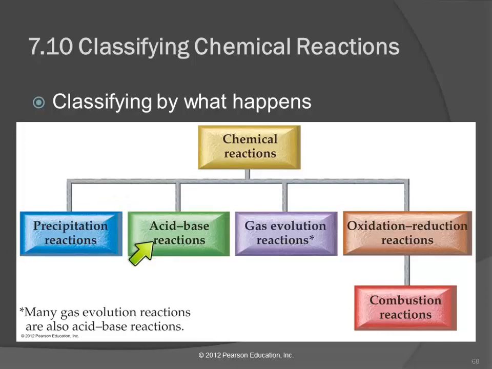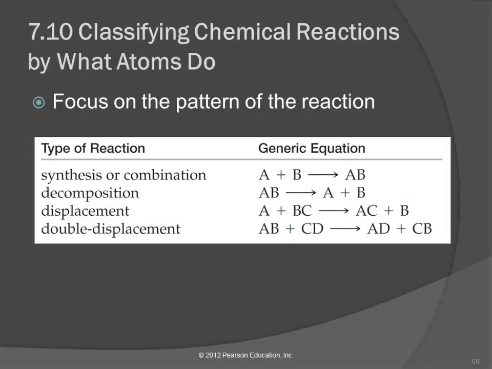We have acid-base reactions where an acid and a base react and are neutralized. Gas evolution reactions give off gases. Oxidation-reduction reactions are a little harder to observe directly. Combustion reactions are pretty easy to observe, something burning. So these are the categories for one method of classifying reactions.